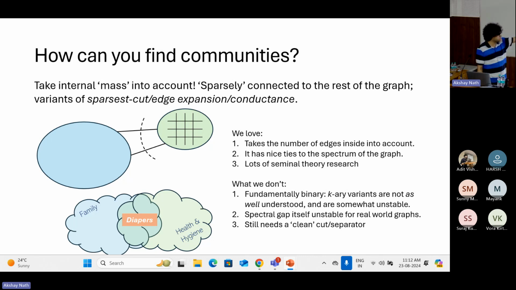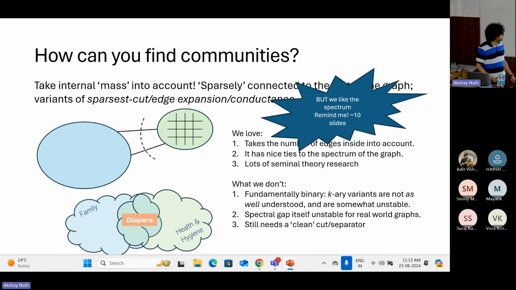So for this example, the conductance-based methods will not actually give you these two separate families. It does still, however, form the basis of a lot of popular algorithms, and there is value in looking at this. Personally, we like it because this nice tie to the spectrum is something we found very interesting mathematically. And remind me in a little bit, I'll show you that we can also get some notion of a connection with the spectrum of the graph, but we can get over some of these issues.